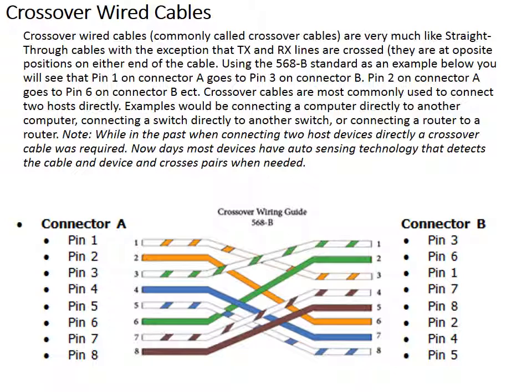Crossover wired cables, commonly called crossover cables, are very much like straight-through cables with the exception that TX and RX lines are crossed. Crossover cables are most commonly used to connect two hosts directly. Examples would be connecting a computer directly to another computer, connecting a switch directly to another switch, or connecting a router to a router. Note, while in the past a crossover cable was required when connecting two host devices directly, nowadays most devices have auto-sensing technology that detects the cable and device and crosses pairs when needed.